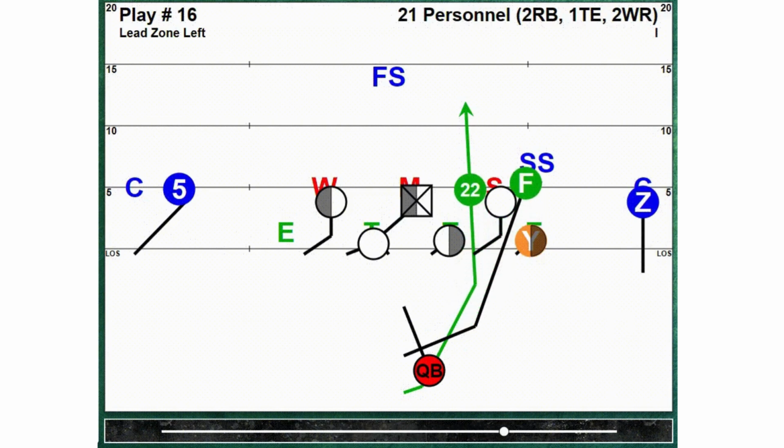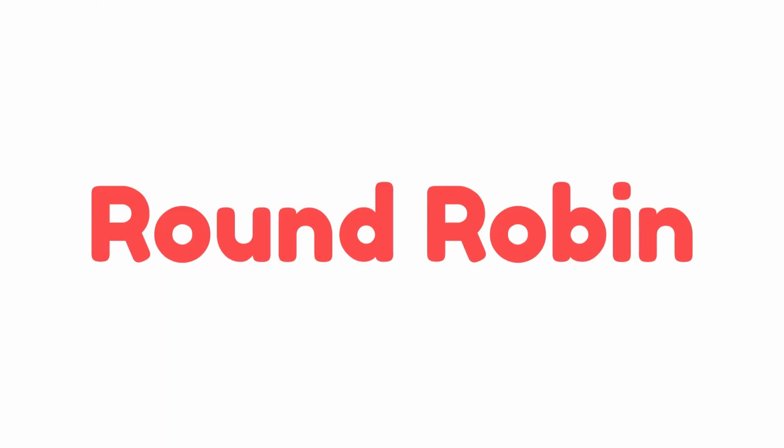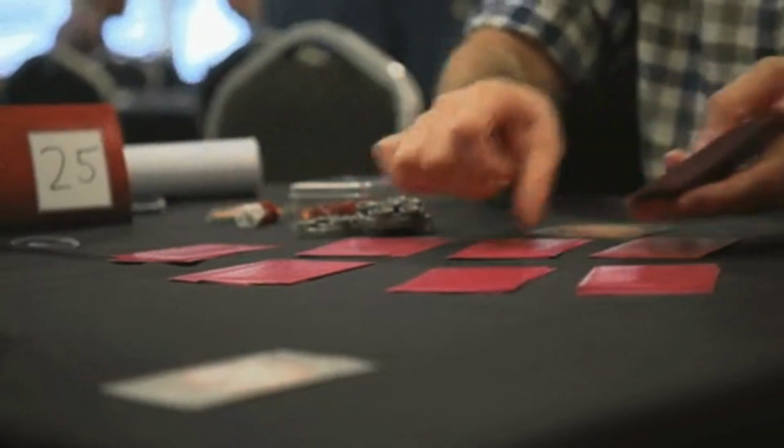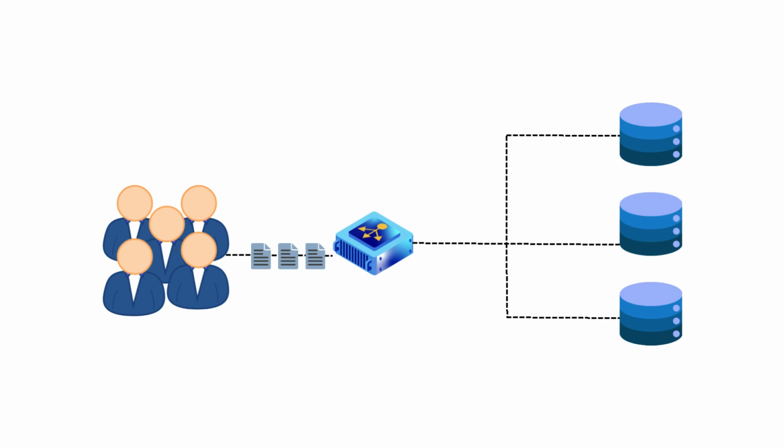Exactly. And one of the simplest but still very effective algorithms is called round robin. Round robin. That sounds pretty straightforward. It is. Think of it like dealing cards. Each incoming request is assigned to the next server in order. So it goes around and around. So if there are 3 servers, the first request goes to server 1, second to server 2, third to server 3, and then back to server 1. Exactly. You got it.